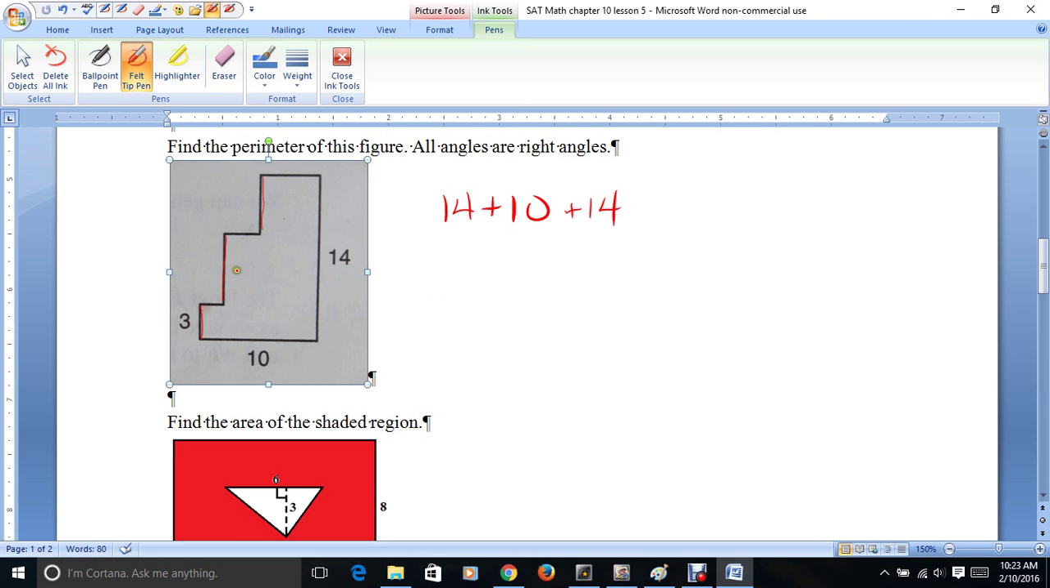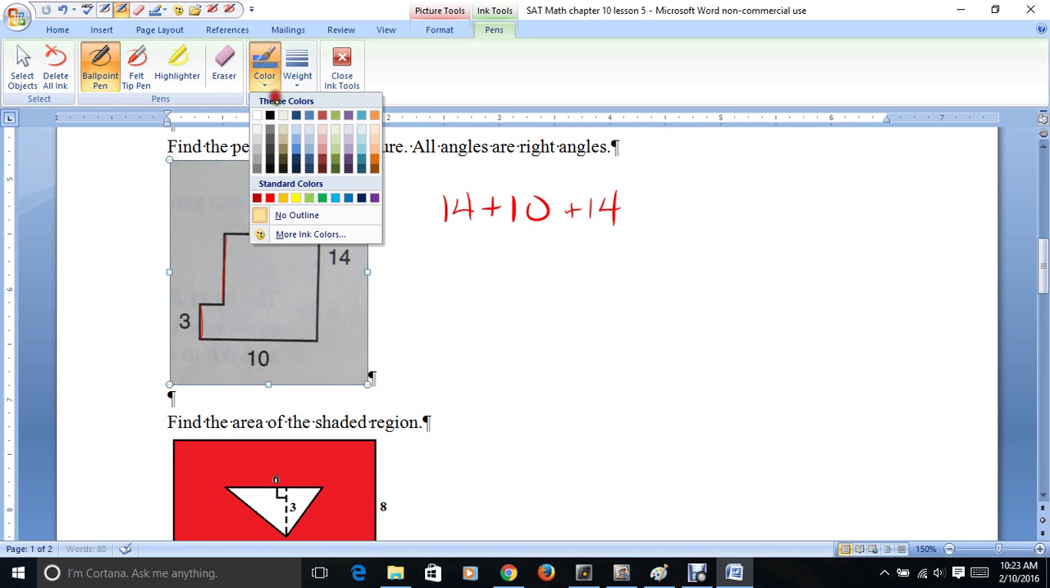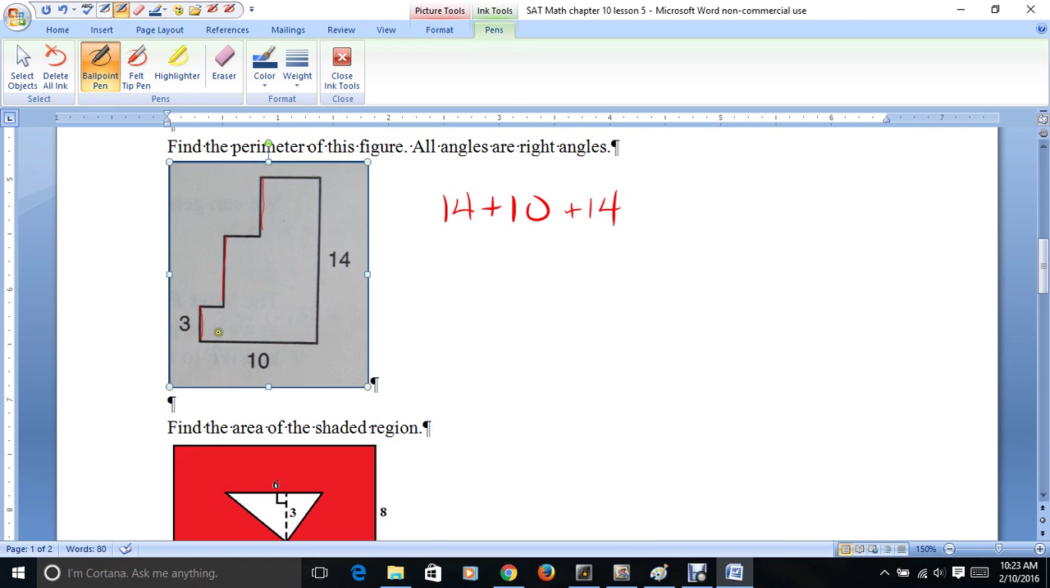And then the horizontal pieces, if I get a different color, I can. Yes, I can. Blue. Okay, the horizontal pieces that I don't know their lengths, they all add up to 10 again because it's all the way over. So that's another 10. So that's all you have to do for that figure to find the perimeter. You don't have to know the little pieces, you just have to know what they add up to. So that's 28 plus 20, which is 48.